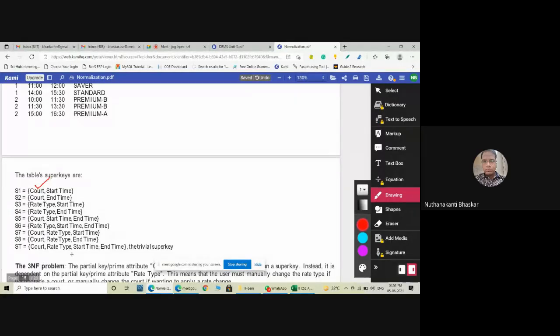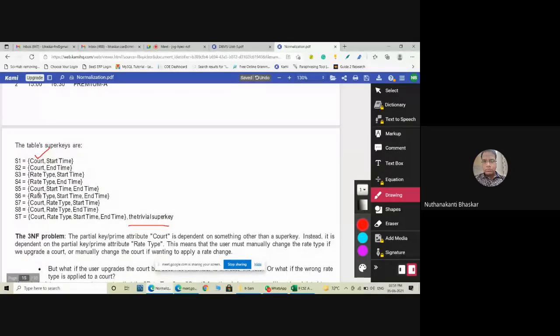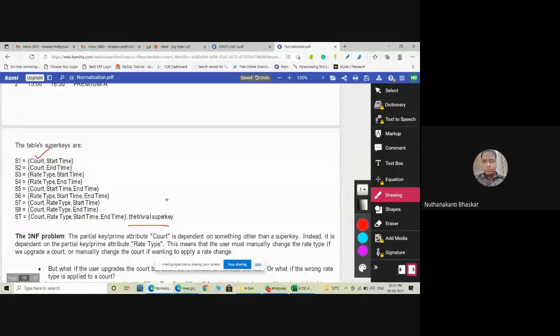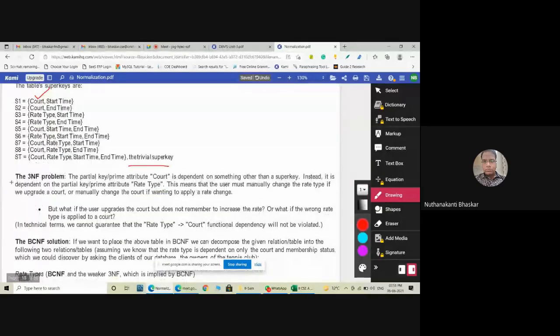When you observe all these combinations, here there is a chance of a trivial super key. Why? Because here code is there everywhere. So that's why here there is a trivial dependency, so that we need to avoid that. With the help of third normal form, we need to avoid the trivial dependency, because this code is the candidate key in this case.